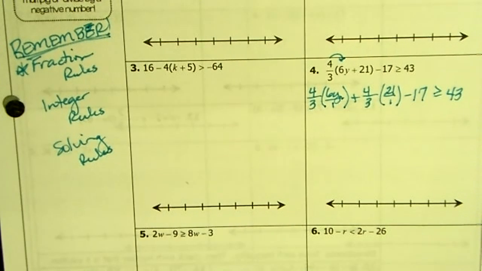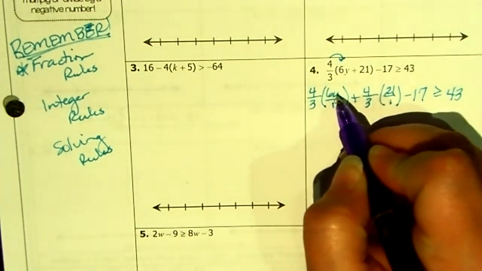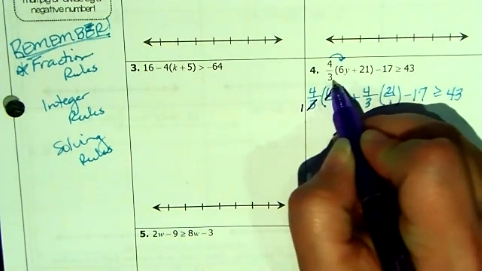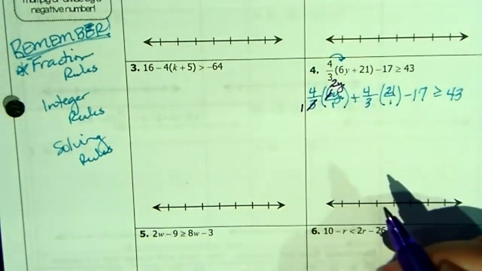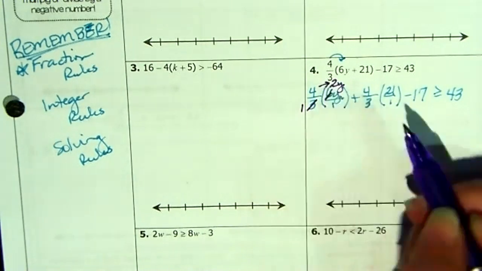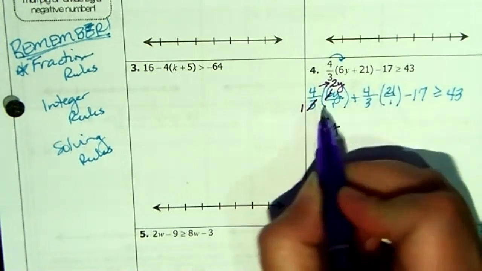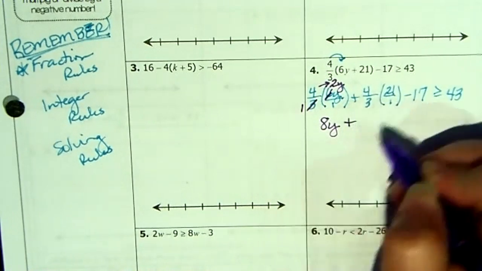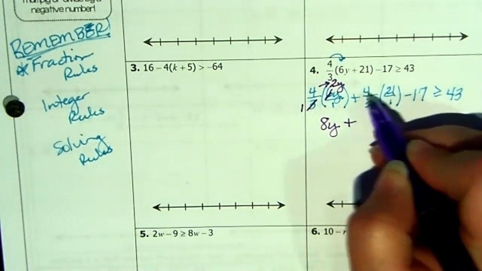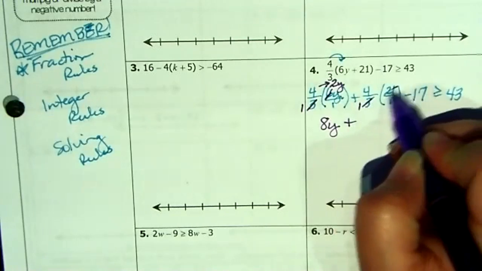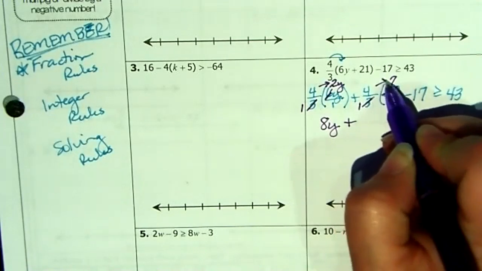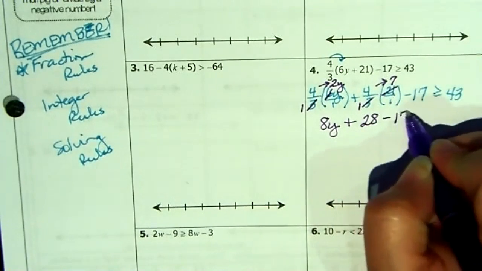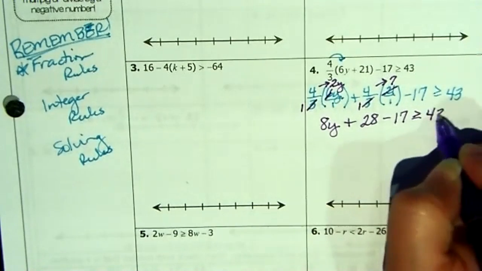And now we actually do our multiplication. And I'm going to simplify if I can simplify. If I look right here, 3 goes into 3 one time, 3 goes into 6 twice. So this is going to become 2y up here. So now I'm doing 4 times 2, which gives me 8y. And I have 1 times 1, which is 1, so I don't have to write the denominator of 1. Plus, now I'm looking to see, can I simplify anywhere else? 3 goes into 3 one time, 3 goes into 21 7 times. So now I'm doing 4 times 7, which gives me 28 minus 17 is greater than or equal to 43.